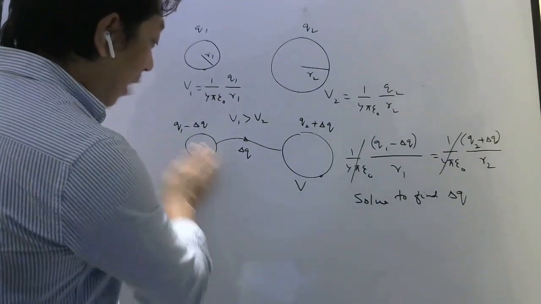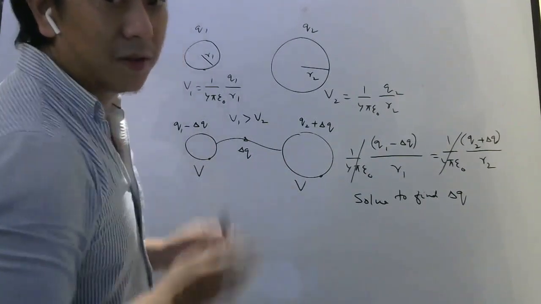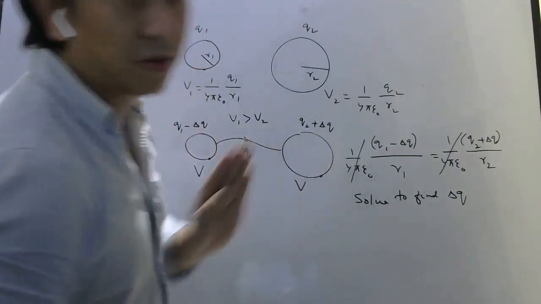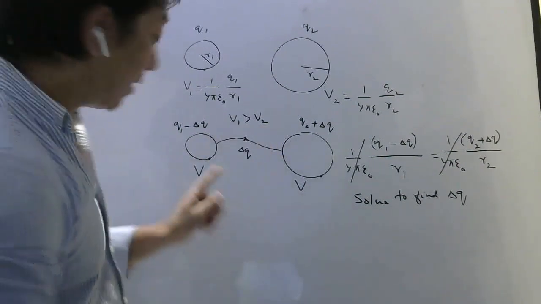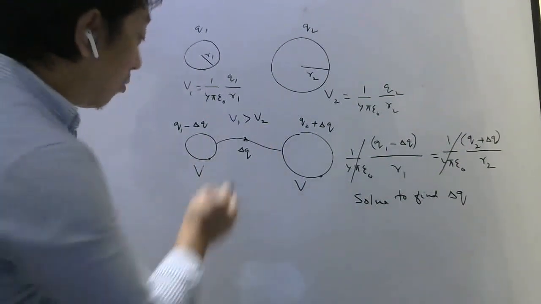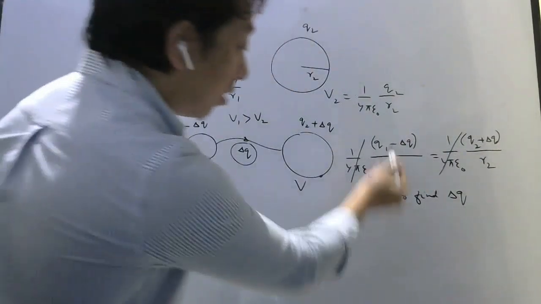But how long will the charge go? The charge will go till the potentials are the same. So please understand, the whole charge will not go. Some amount of charge will go till they have the same potential. And how to find how much charge will go? Make the potentials equal and solve.